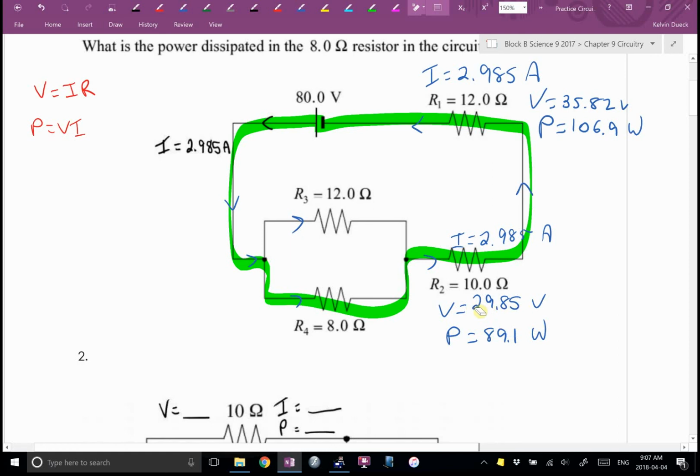Would I go 29 minus 80? No. Just read me that number. 29.8. That's how many volts you lose there. How many volts do I lose in this resistor? 35.82. Now, you're asking, so what do I actually calculate?